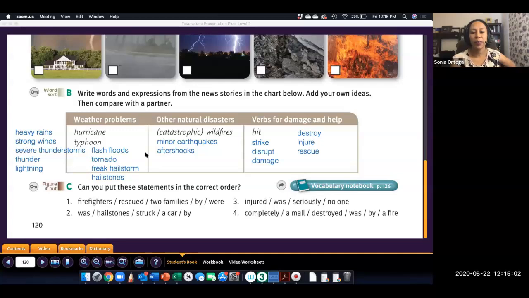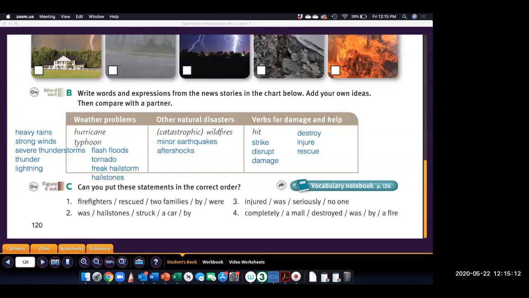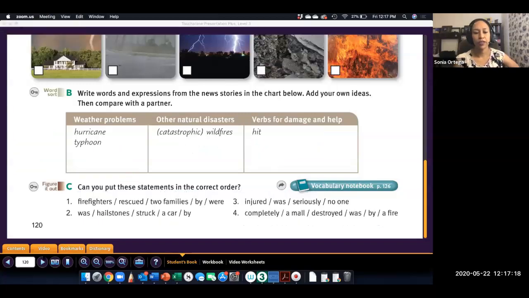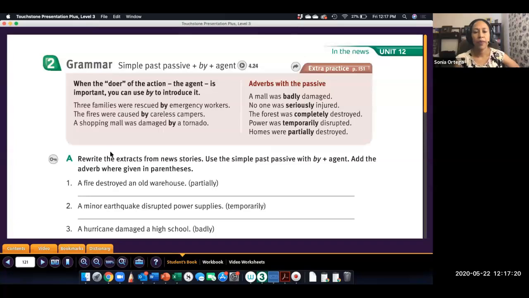And then the next practice is to put these statements in order. So take a minute to do that and then continue the video to check. These are the sentences for part C, and they are an introduction to the grammar point, still related to simple past passive. Here you add a by phrase and insert adverbs.